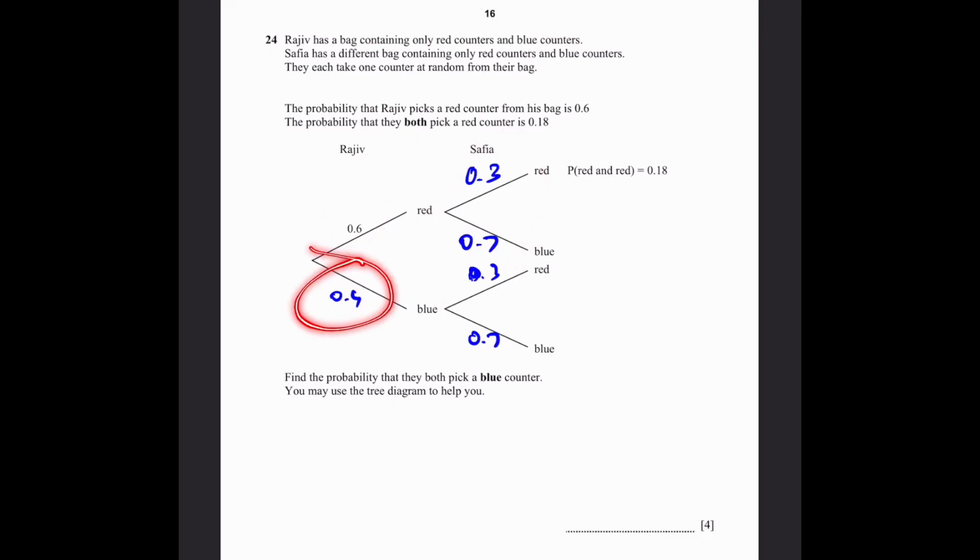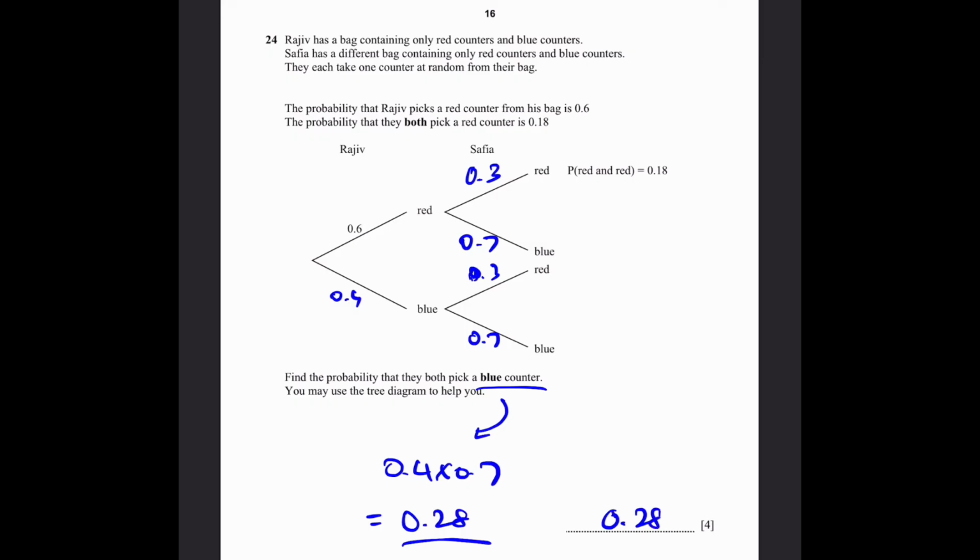Now we get this by doing 1 minus 0.6, which is 0.4. We get these 1 minus 0.3, 0.7. Therefore, the probability that they both pick a blue counter is going to be equal to 0.4 times 0.7, because both of them have to pick blue. Therefore, that's simply going to be 0.28. That's our final answer. And yes, that's our final answer for the whole paper as well, which means I've come to the end.